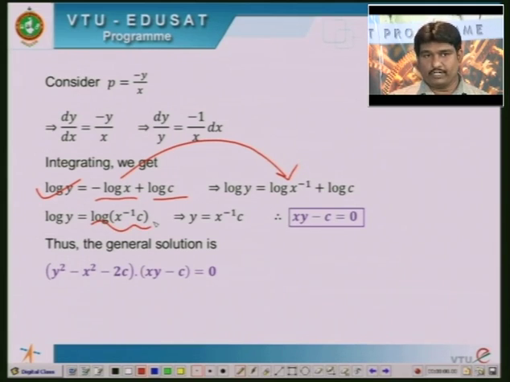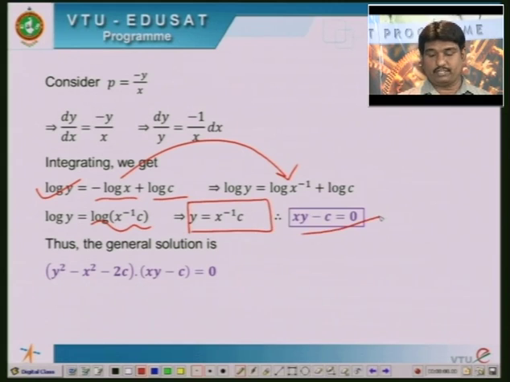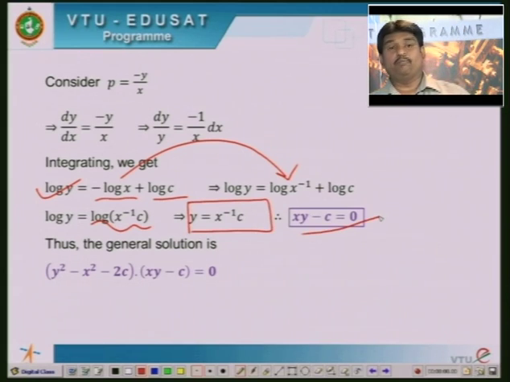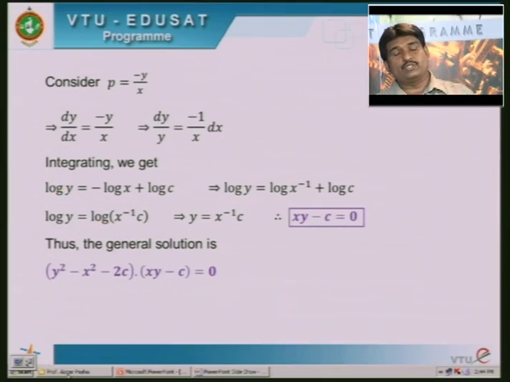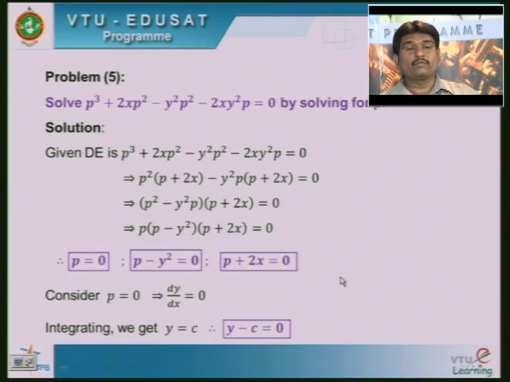Log a plus log b is log of ab. Therefore, y equals x to the power of minus 1 into c, which is nothing but xy minus c equals 0. Therefore, the general solution of the given differential equation is y square minus x square minus 2c into xy minus c equals 0.